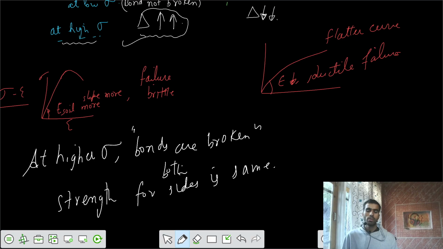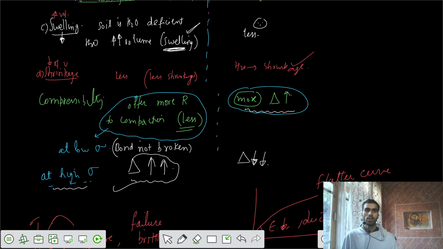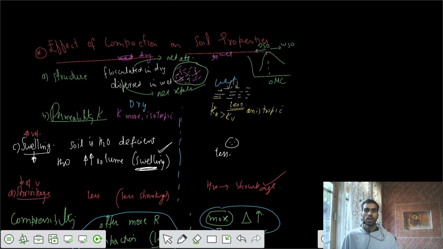So this is your general idea about the properties of soils, how they are affected by the compaction.